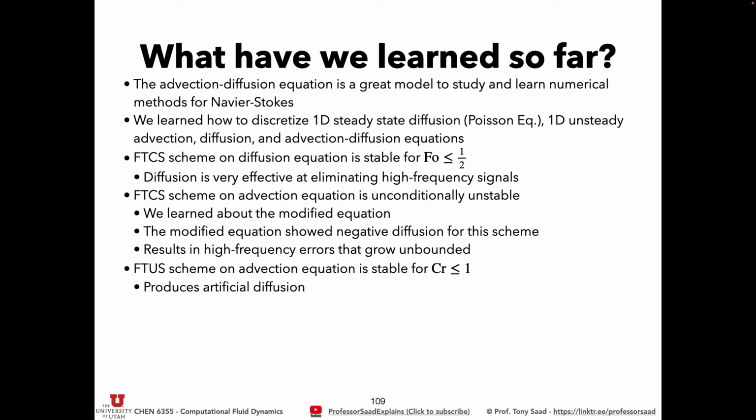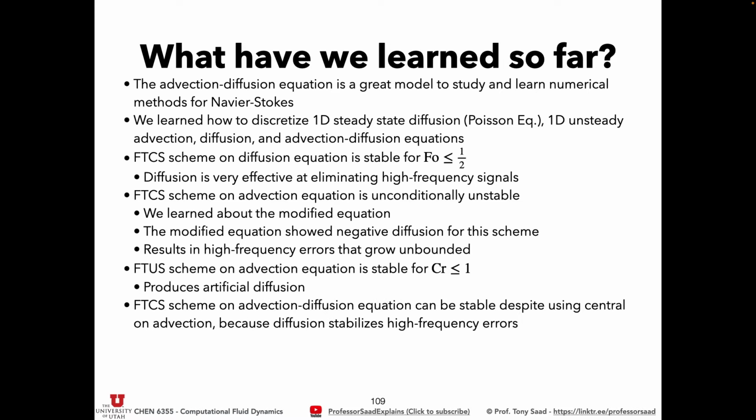However, we also noticed that FTUS on advection is diffusive. We started with this Gaussian signal, and then it started kind of flattening out. So it is diffusive. And we say this is artificial diffusion or numerical diffusion. So that numerical approximation for the advection equation somehow is producing artificial diffusion. Hint, hint, we can demonstrate that from the modified equation, which is what you will do in your homework assignment, I think. The FTCS scheme on the advection-diffusion equation can be stable, as we showed last Tuesday, despite using central scheme on advection, because diffusion is able to stabilize high-frequency errors.